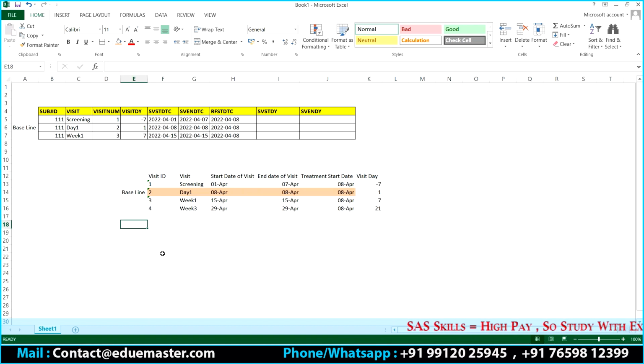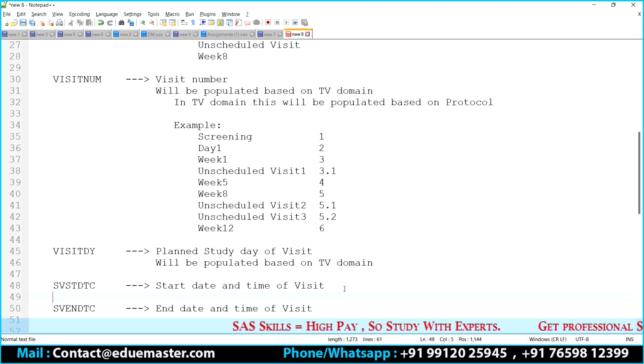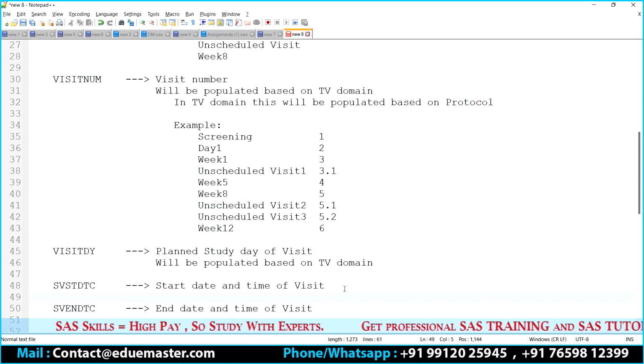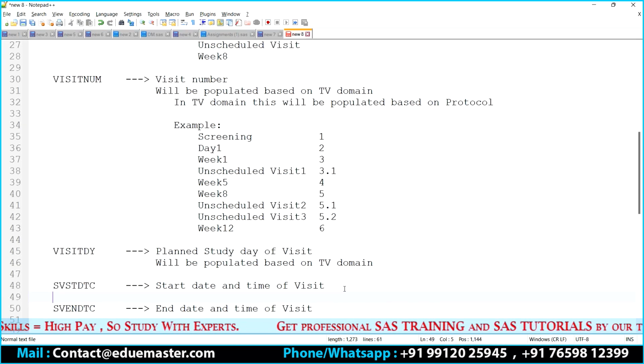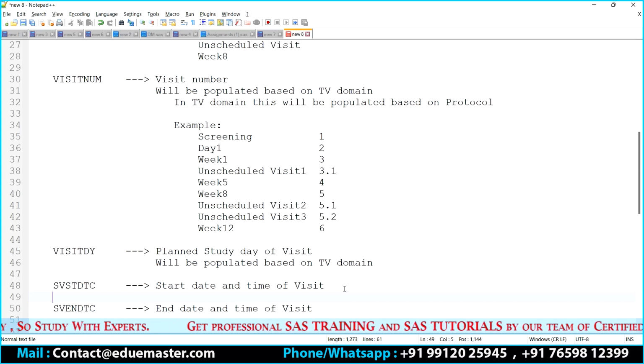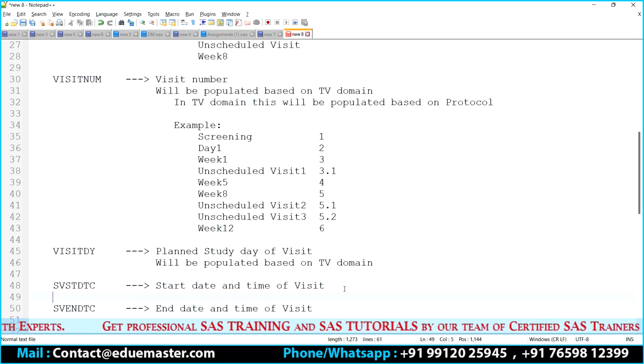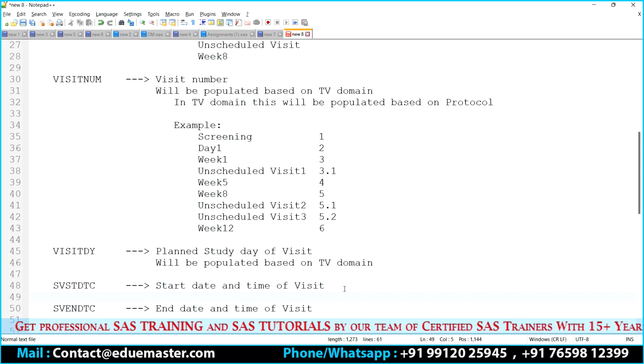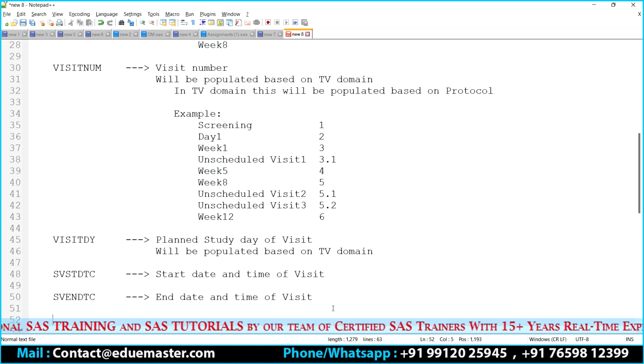Can I go with the remaining variables? Yes or no, guys? If I go to my notepad again, we have completed our SVSTDTC and we have also completed our SVENDTC. These are similar to DMSTDTC, DMENDTC. That's the reason we spent enough time on the demographics domain. From there, everything is going to be easy.